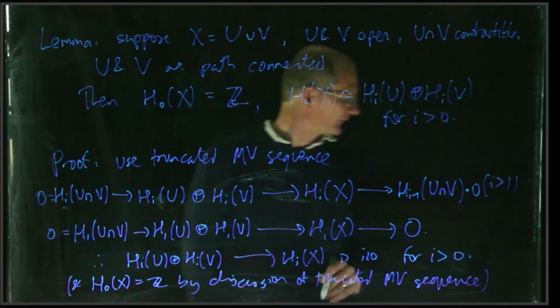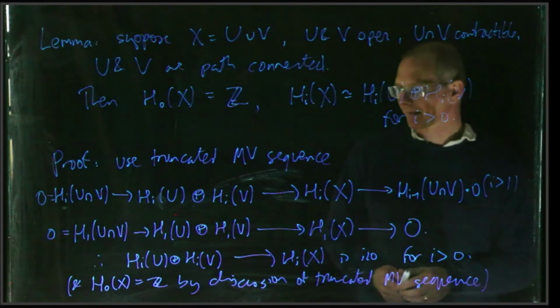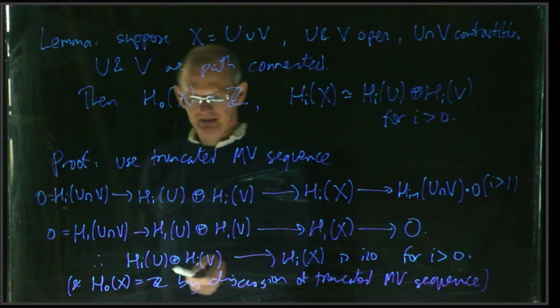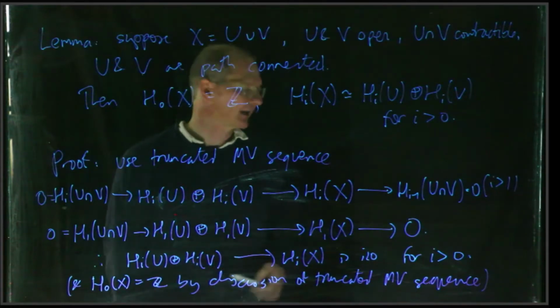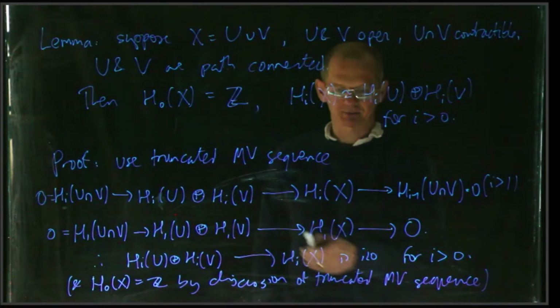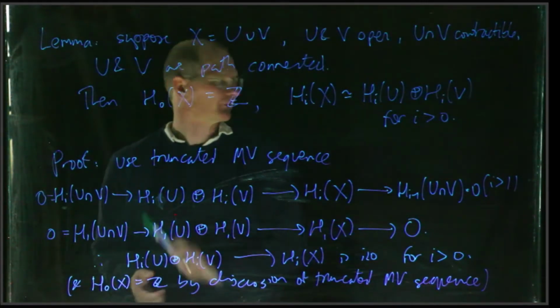And if you go back to the place where we set up the truncated thing, we discussed what happens with H0, and in this kind of case, when U, V, and U intersect V are all connected, then X itself is also connected. So in this case, we see that H0 of X is just going to be equal to Z.